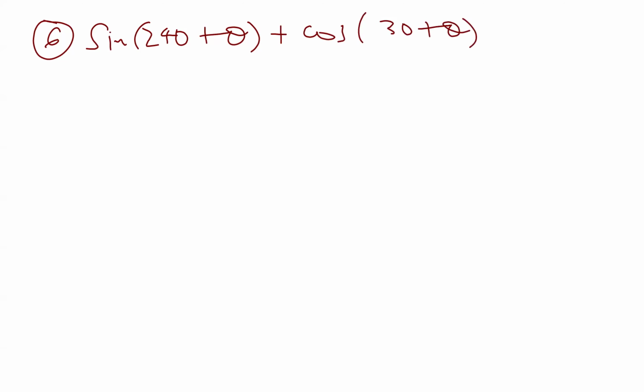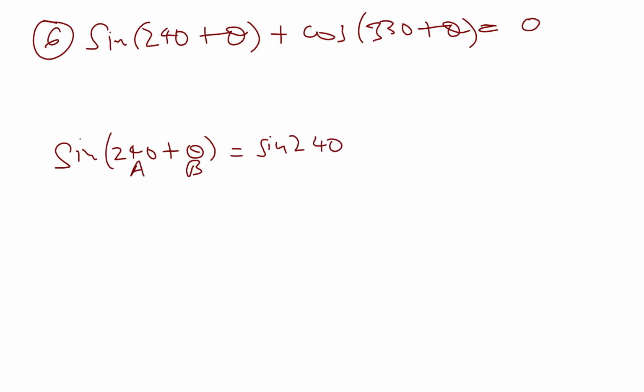Okay, so we have to prove sin(240 + theta) plus cos(330 + theta) equal to 0. This we need to prove, right? So first I'll start with the LHS, but then I'll solve one term at a time. So this is sin(240 + theta). This is A and B. So I'm using the sin(A + B) formula: sin A cos B plus cos A sin B.